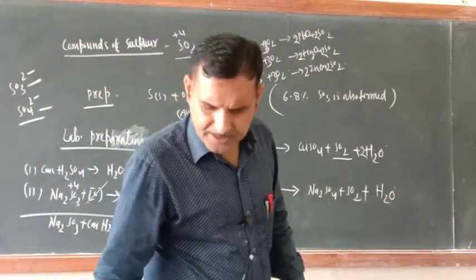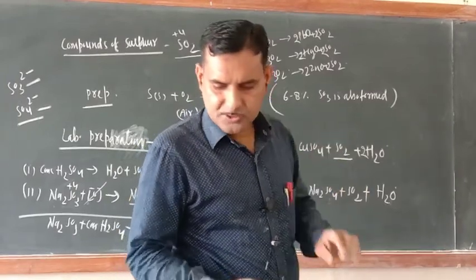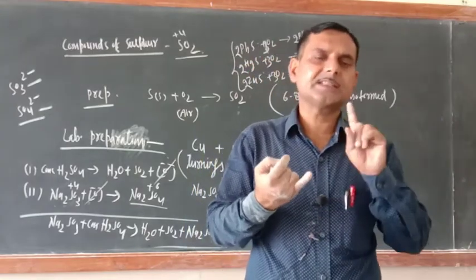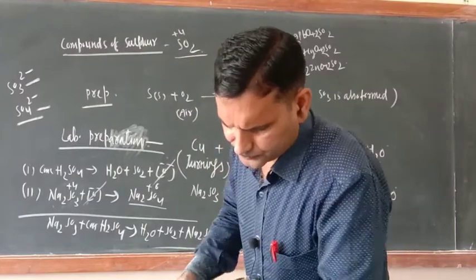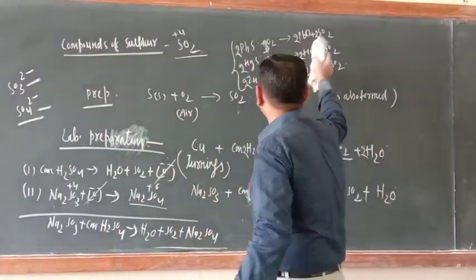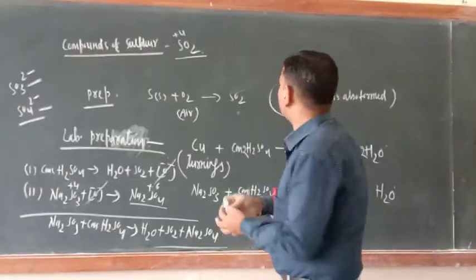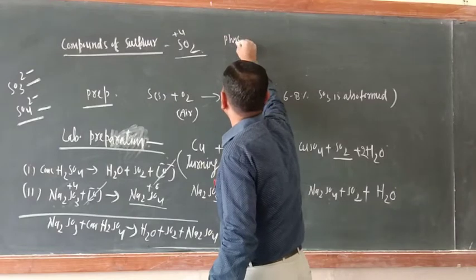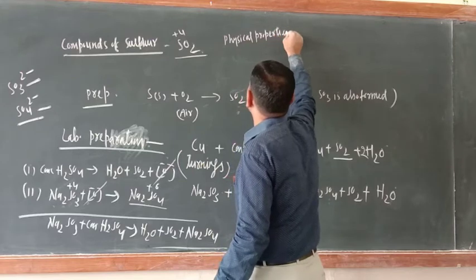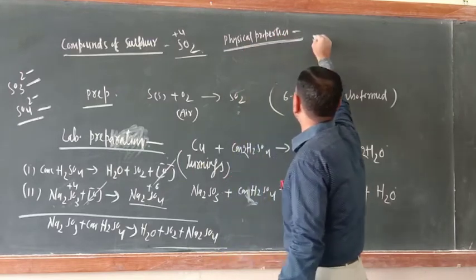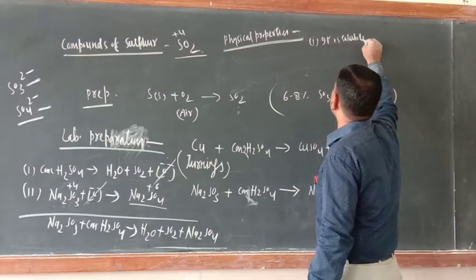What comes next? The next thing is the physical properties of SO2 gas. The first physical property of SO2 gas is that it is soluble in water. I will rub this side and write the physical properties of SO2. The first one, it is soluble in water.